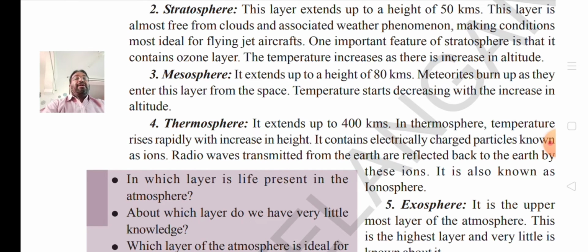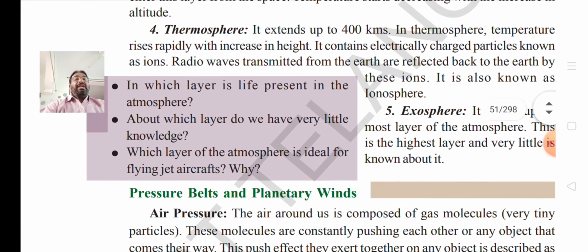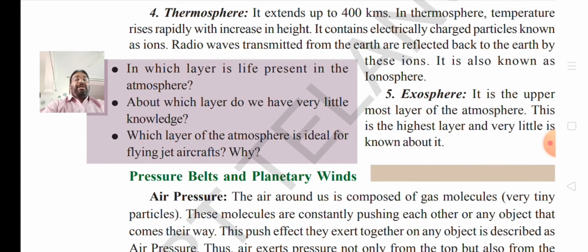Thermosphere is known as ionosphere also. It's about 400 kilometers above. The radio waves transmitted from the earth move up to the ionosphere and come back. That's the reason why we are able to receive radio waves. The fifth one is known as exosphere. It is the uppermost layer of the atmosphere. This is the highest layer and we know very little about it.